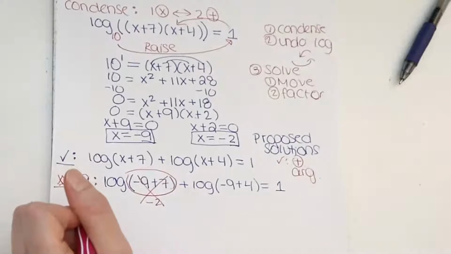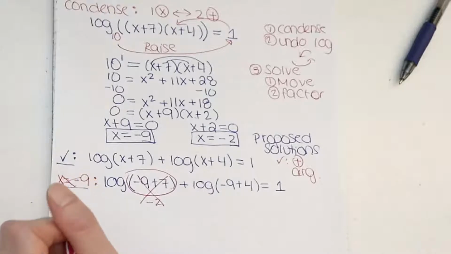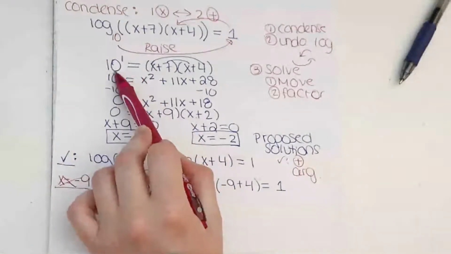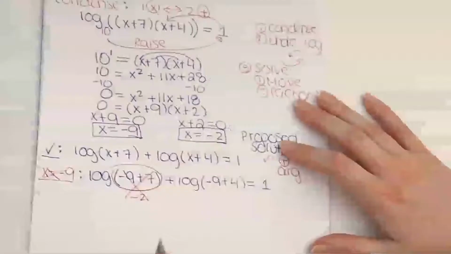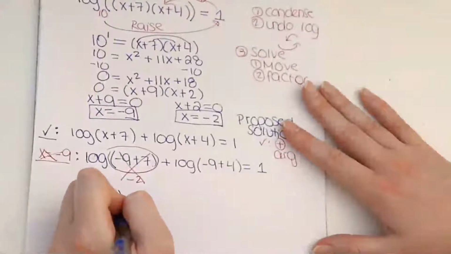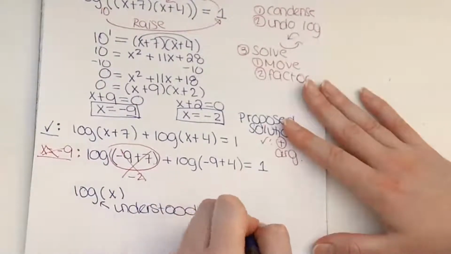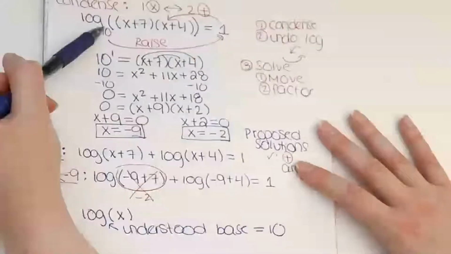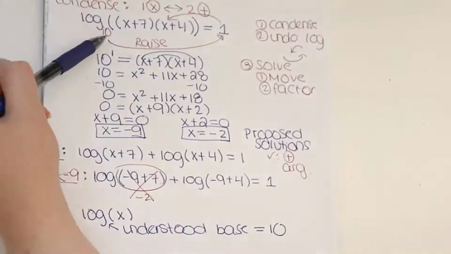Now, Stephanie, what is your question? The 10 right here? Okay, that 10, good question. So that 10 comes from the fact that, let me write it here, if you just see log, let's say it's log x, the understood base is 10. So you have to kind of superimpose this. When you just see the log, you have to say, okay, that means that the base is going to be 10.